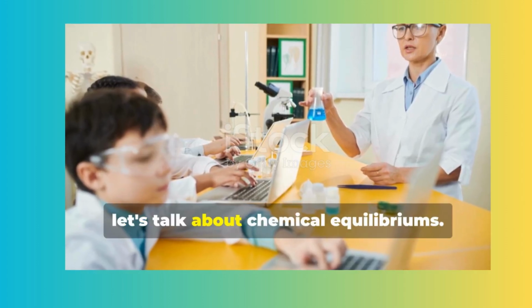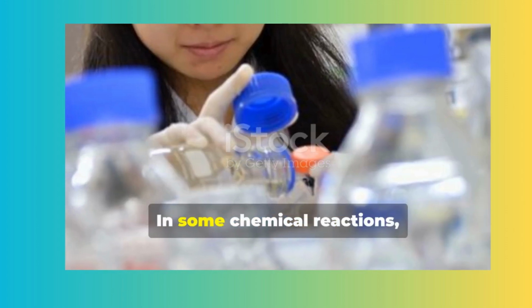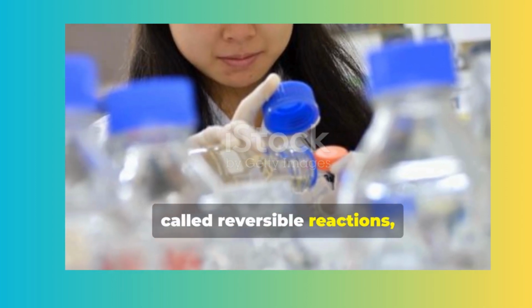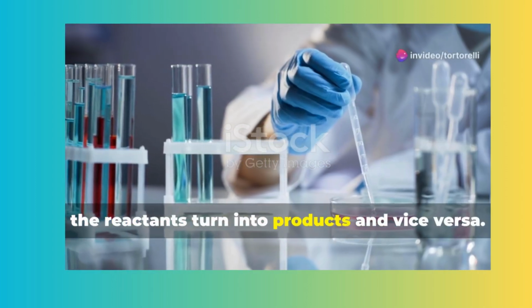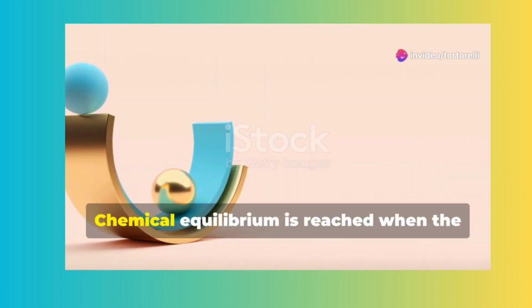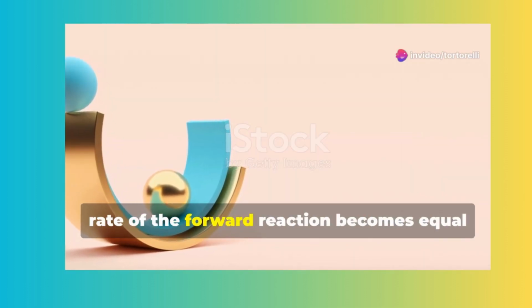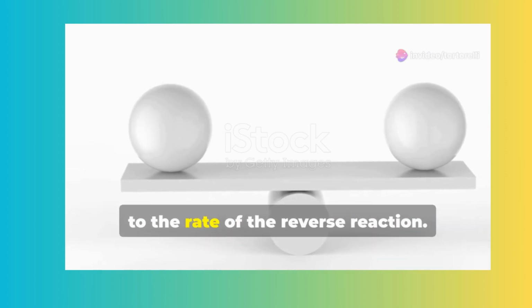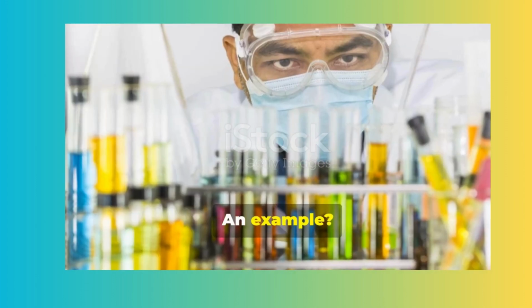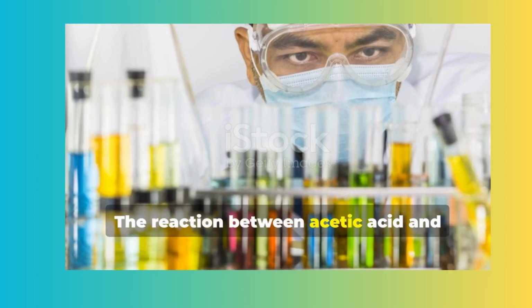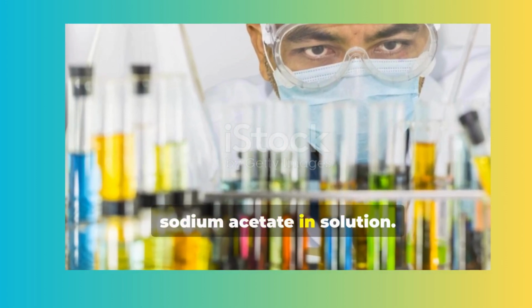Finally, let's talk about chemical equilibriums. In some chemical reactions called reversible reactions, the reactants turn into products and vice versa. Chemical equilibrium is reached when the rate of the forward reaction becomes equal to the rate of the reverse reaction. An example? The reaction between acetic acid and sodium acetate in solution.